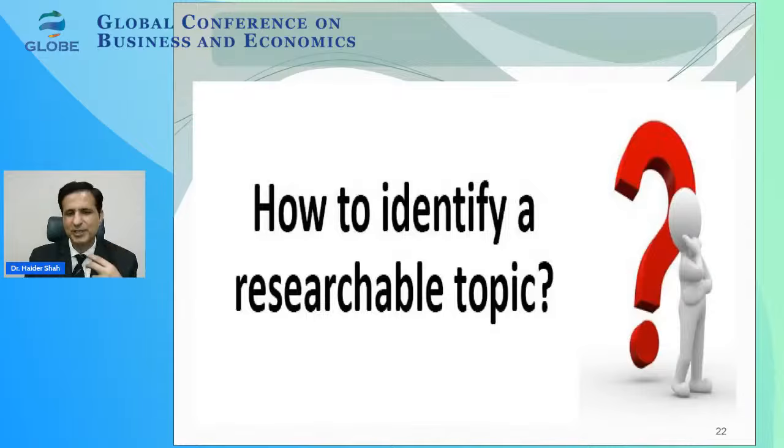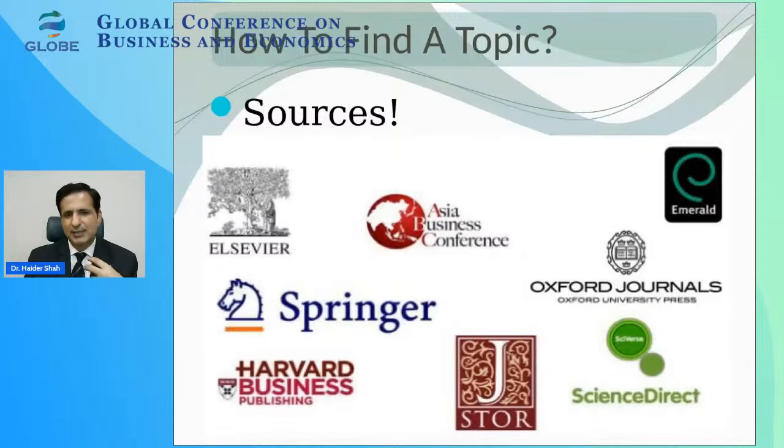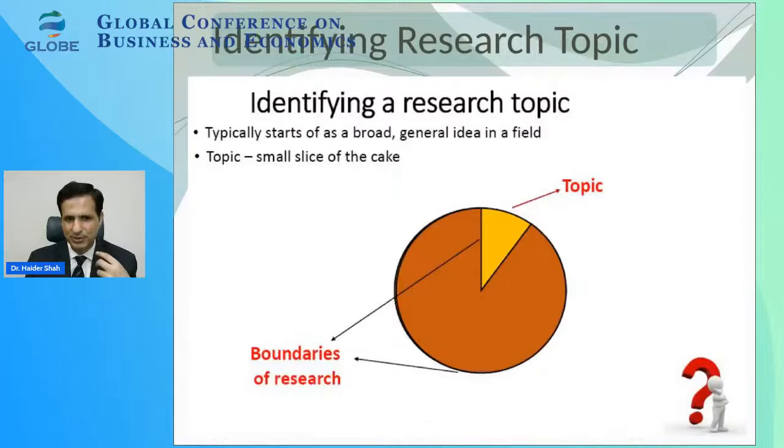Now let's come to our topic identification. So how to identify a researchable topic? We have multiple sources, and as I have just mentioned a couple of them, you can google it. You can find sources such as Springer, Harvard Business Publishing, ScienceDirect, JSTOR, Emerald, and many more. You can have multiple sources for it.